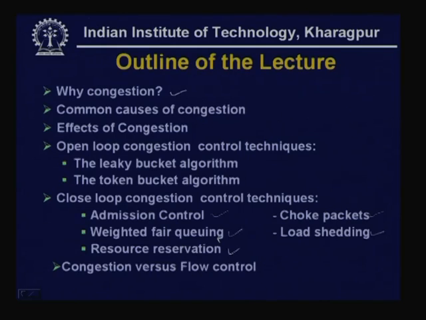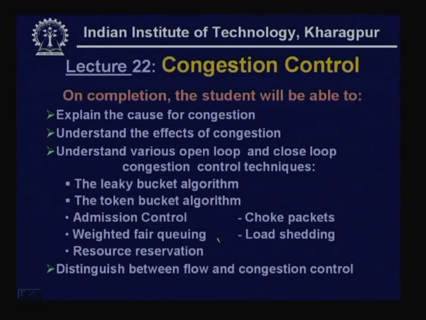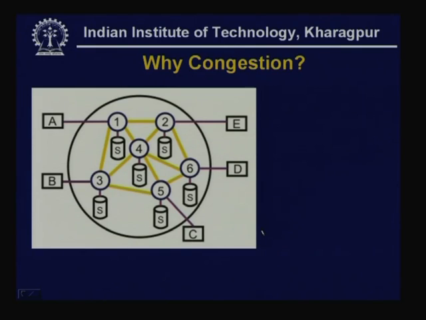control. And on completion of this lecture, the students will be able to explain the causes for congestion, understand the effects of congestion, what happens when congestion takes place, understand various open loop and closed loop congestion control techniques such as leaky bucket algorithm, token bucket algorithm, and so on, which I have mentioned. Then they will be able to distinguish between flow and congestion control.